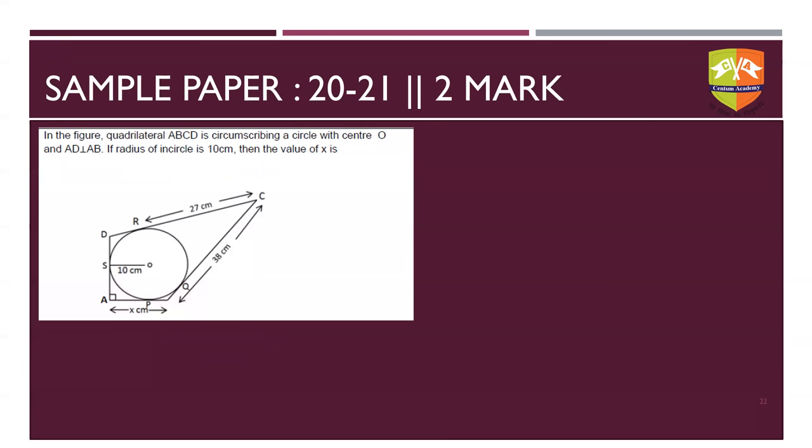In the figure, quadrilateral ABCD is circumscribing a circle with center O, and AD is perpendicular to AB. Where is AB, by the way? This is B. If the radius of the incircle is 10 centimeter, then find out the value of X, guys.